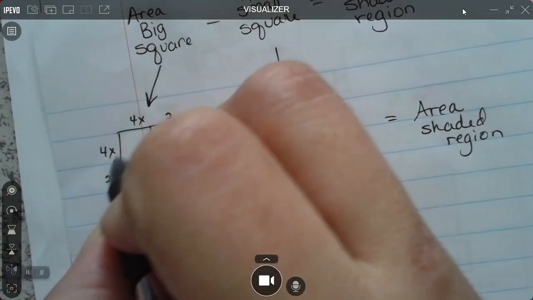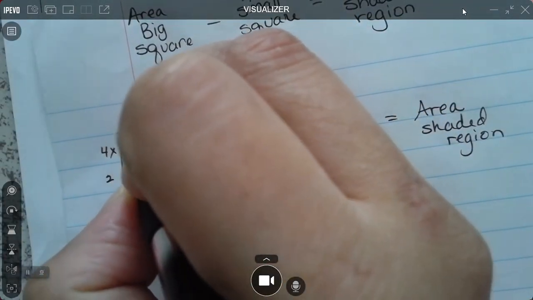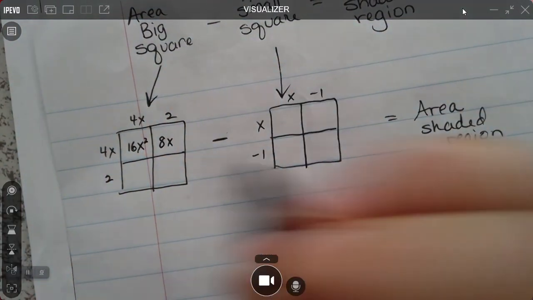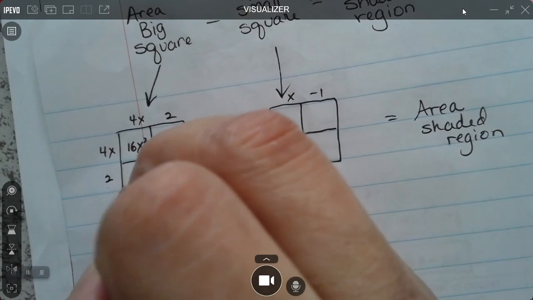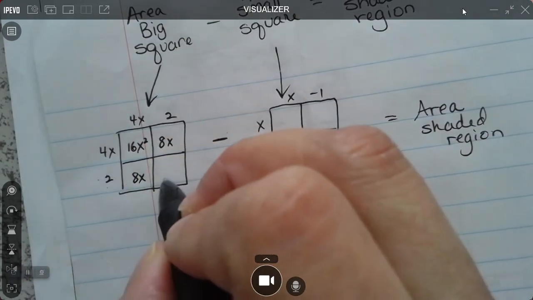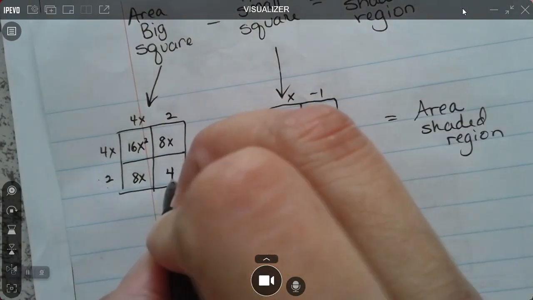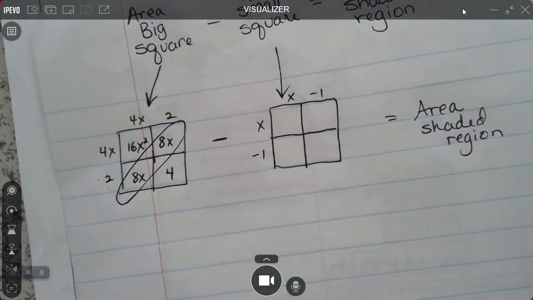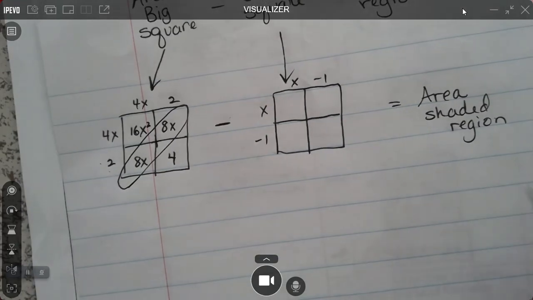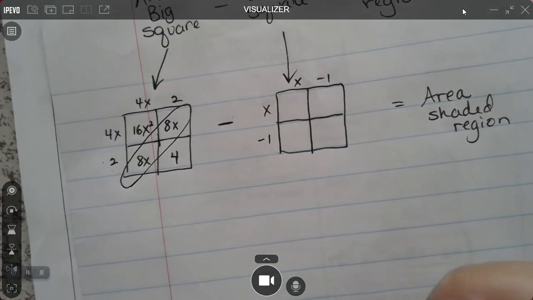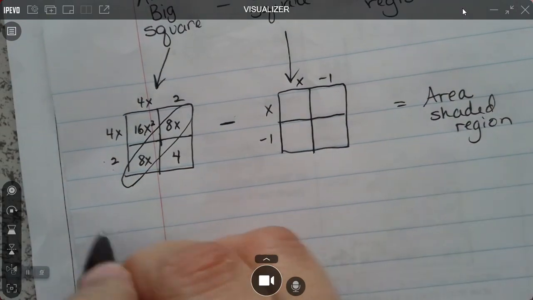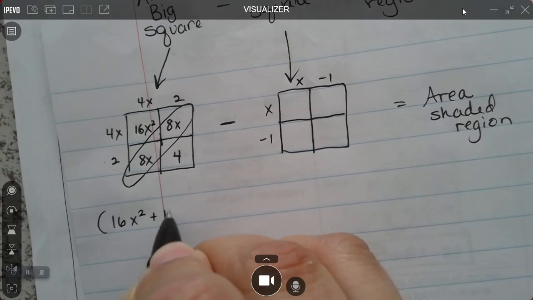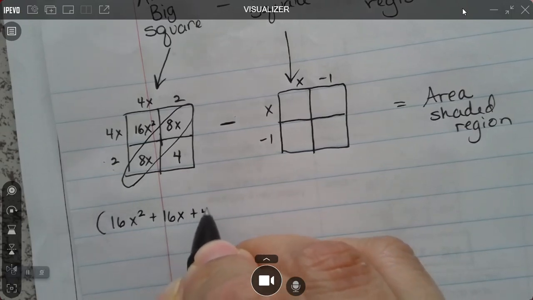All right, so here we go. 4x times 4x, 16x squared. 4x times 2, 8x. 2 times 4x, 8x. 2 times 2, 4. All right, once again, 8x plus 8x is going to be 16x. Clear? All right, so this one becomes 16x squared plus 16x plus 4.